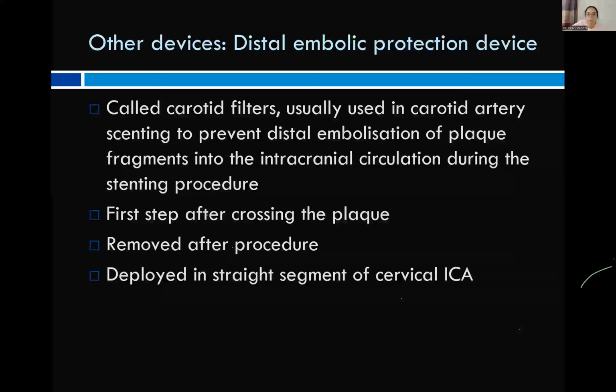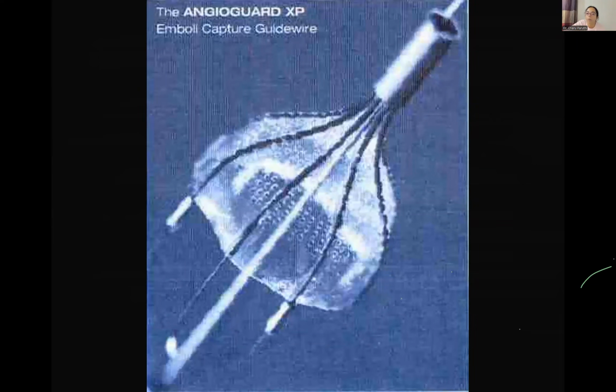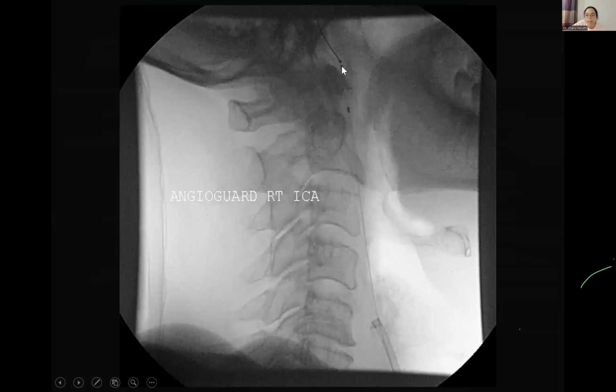Then other devices which are used in vascular interventions are distal embolic protection devices. This is usually used in carotid stenting, wherein when we cross the plaque, there are multiple fragments of the plaque which are disrupted and they can go distally. So to prevent them from going into the distal circulation and causing stroke, we have a filter or a protection device known as a carotid filter, which is placed beyond the level of obstruction. It's an umbrella-like device which is going to catch all the plaque fragments which are disrupted. So this is a distal embolic protection device.